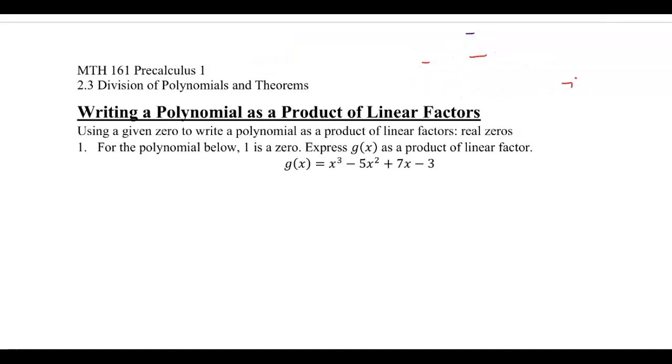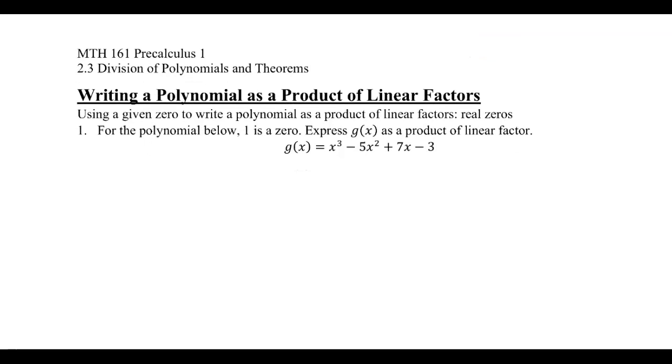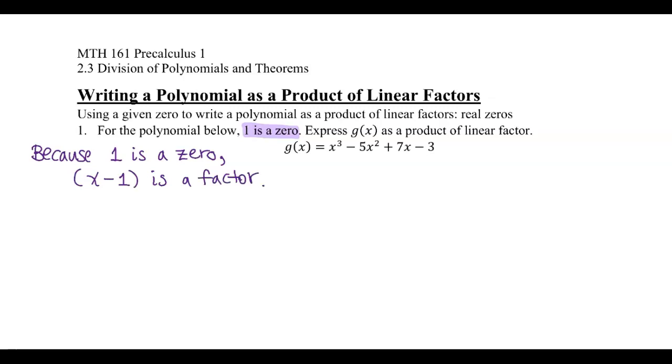But let's use our division skills that we learned in this section to break down this polynomial g of x. For the polynomial below, 1 is a 0. What useful information they're just giving us. Go ahead and highlight that. When they say 1 is a 0, what I know is that because 1 is a 0, x minus 1 is a factor. Yay, we already got one factor because they told us 1 is a 0.